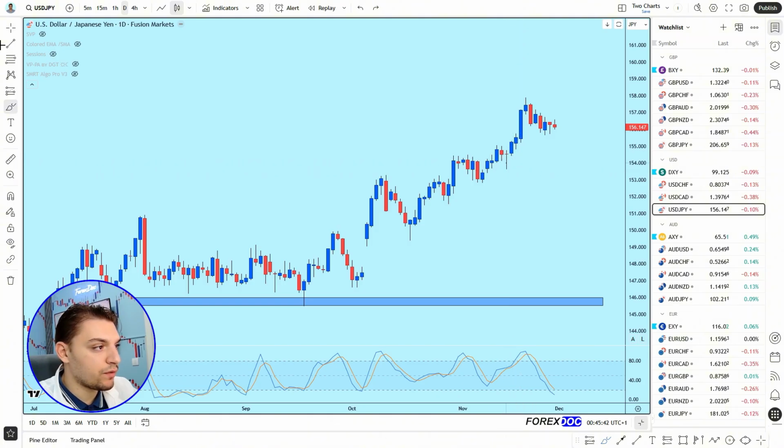Here we can see that price actually formed this very impulsive bullish move, and now we can see this slow bearish pullback. Stochastic RSI is about to give us buy signal, but now let's scale down on 4-hour time frame to see what is happening there.